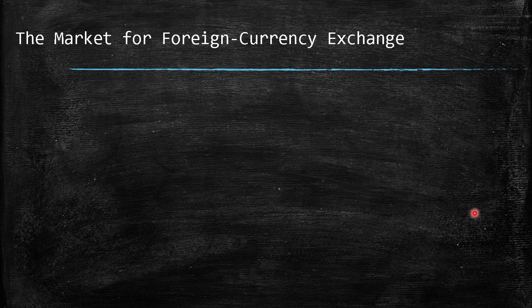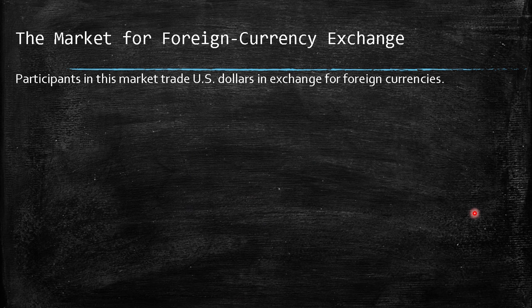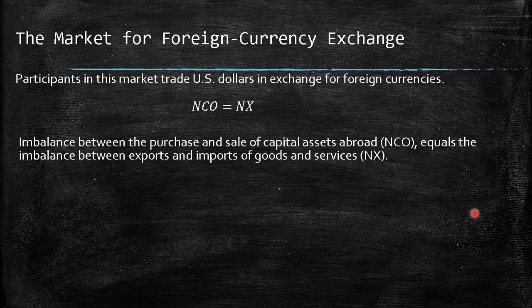So now we're going to find out how we can understand the market for foreign currency exchange. Participants in this market trade US dollars in exchange for foreign currencies. So we start from the base that net capital outflow should be exactly equal to net exports. The imbalance between the purchase and sale of capital assets abroad, which means the net capital outflow, should be equal to the imbalance between exports and imports of goods and services.